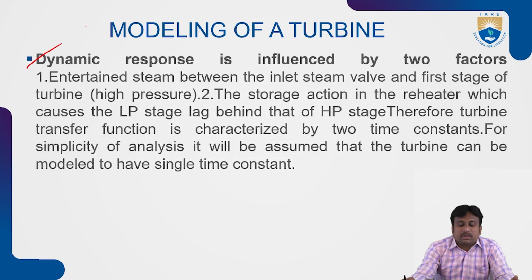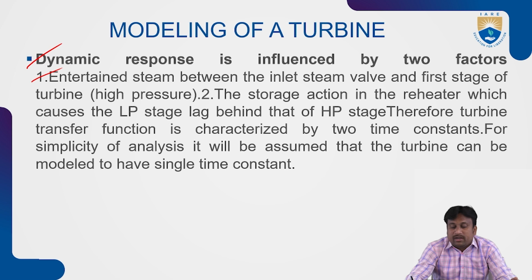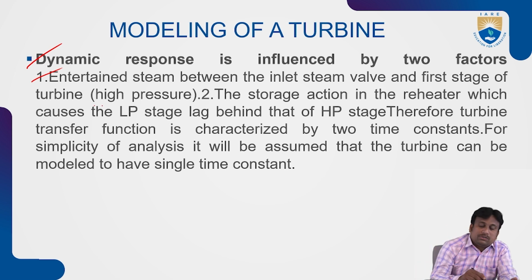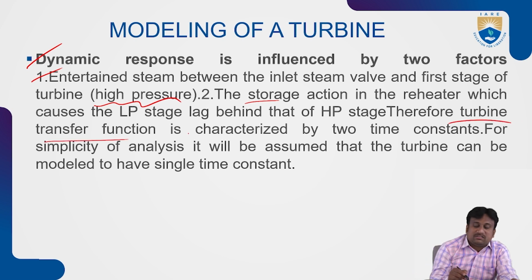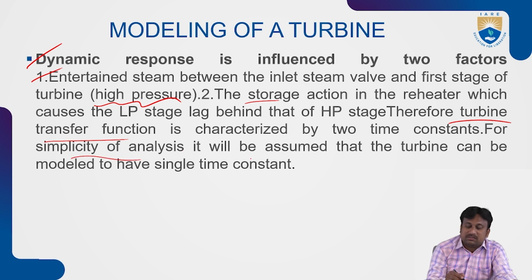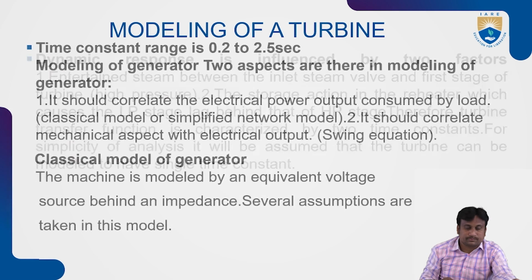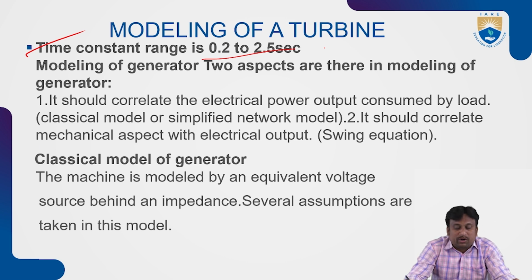So coming to here, we need to consider the dynamic response, which is influenced by two factors. That is the entrained steam between the inlet steam valve and the first stage of the turbine, where we expect high pressure, and in the second case the storage action in the reheater, which causes the LP stage to lag behind the HP stage. Therefore, the turbine transfer function is characterized by two time constants. For simplicity of analysis, it will be assumed that the turbine can be modeled to have a single time constant. So the time constant range is between 0.2 and 2.5 seconds.